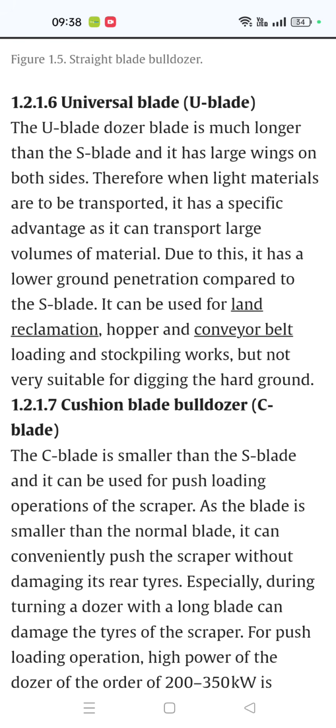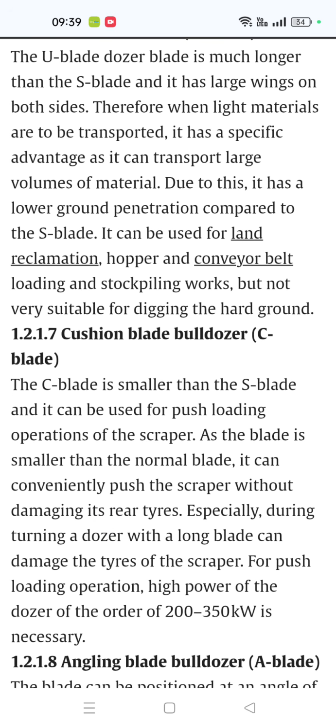1.2.1.6 Universal blade, U-blade. The U-blade dozer blade is much longer than the S-blade, and it has large wings on both sides. Therefore, when light materials are to be transported, it has a specific advantage as it can transport a large volume of material. Due to this, it has a lower ground penetration compared to the S blade.